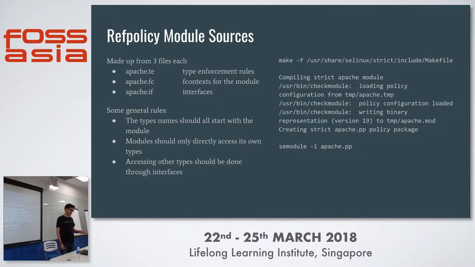In general, the names of all the types and all the interfaces in the module should be named the same. Some modules are not as good at that as others. Apache is kind of a huge monster of a policy, because there are a lot of different things the web server does, so it's kind of all over the place. Most of the types actually start with httpd instead of Apache, but yeah, I don't know.